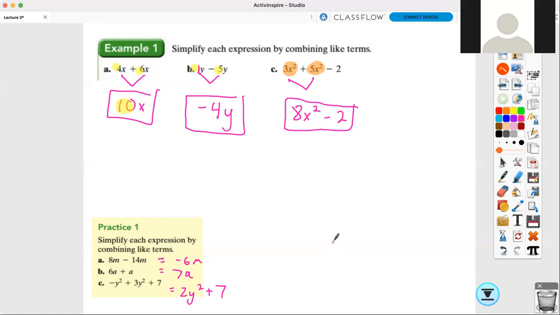Anyone get something different and they didn't know what they did wrong? Anyone need help correcting themselves? I did. I just got lost. On which one, Mark? C. Okay, let's talk about C. So C says -y squared plus 3y squared plus 7.